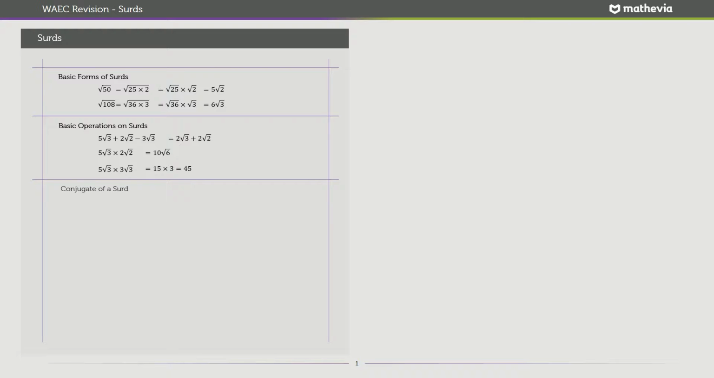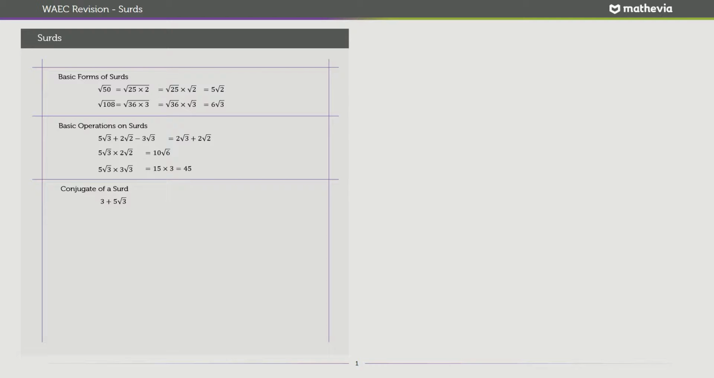Now let's talk about the conjugate of a surd. This is another very important one you need to take note of when you're working with surds. When we talk about conjugates, we're working with binomial expressions, basically a surd expression that involves two terms.